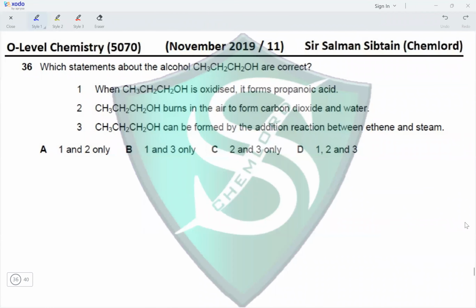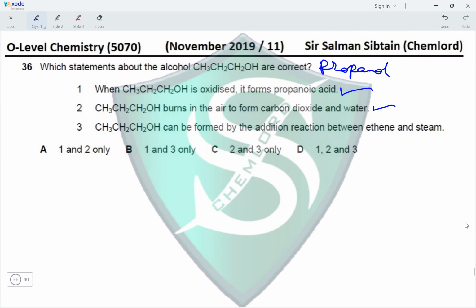Question 36. Which statements about the alcohol CH3CH2CH2OH are correct? There are three carbon atoms, so this is propanol. When propanol is oxidized, it forms propanoic acid. Yes. Propanol burns in air to form carbon dioxide and water. Yes, because it only has carbon, hydrogen, and oxygen.